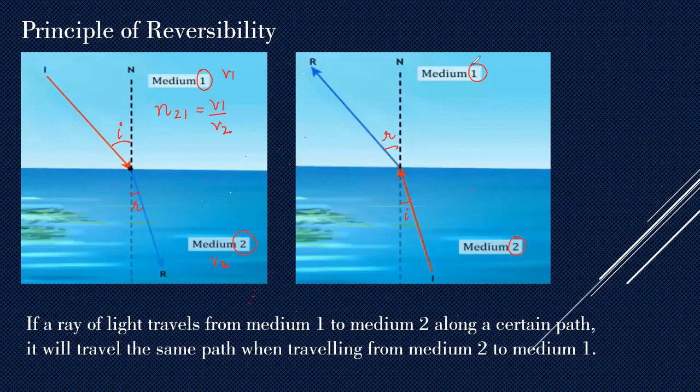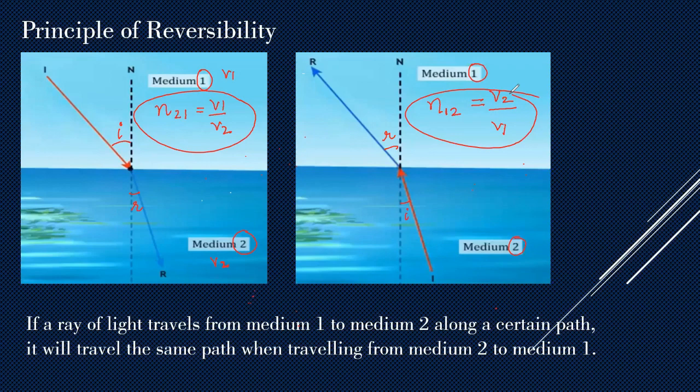Bending is happening in medium 1. And from where is it coming? It is coming from medium 2. So refractive index of 1 with respect to 2 is going to be velocity of light in medium 2 upon velocity of light in medium 1. So when I compare these two, 2 with respect to 1 and 1 with respect to 2, I get a relationship.